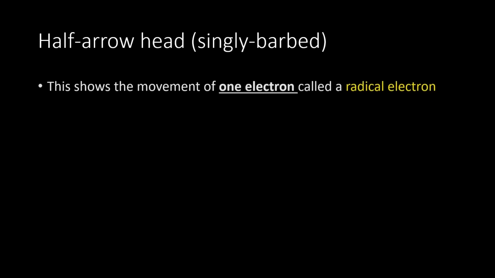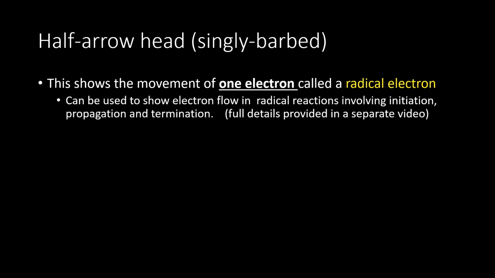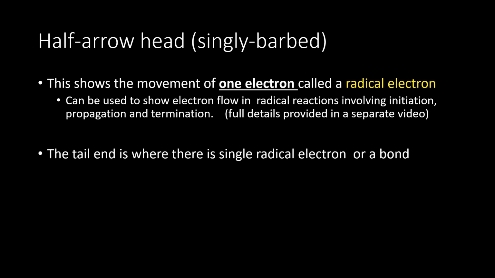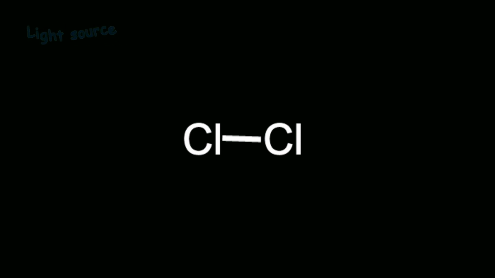The half arrowhead, or singly-barbed arrow, shows the movement of one electron, called a radical electron. This can be used to show the mechanism or the electron flow in radical reactions involving initiation, propagation, and termination. Full details are available in a separate video. The tail end is where there is a single radical electron or bond. The half arrowhead points at an atom to show the formation of a radical, or to create a bond if 2 radicals combine. This animation shows the initiation process.